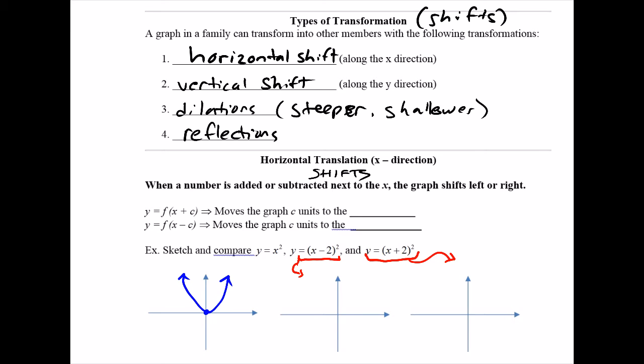Alright, and we're back. So, what does our y equals negative x minus 2 quantity squared? Well, it shifts it to the right. 1, 2, shifts it to the right 2. So here we go. That's our new one. And how about the other one? It shifts it to the left 2. So, if our C is positive, which direction does it move it? Moves it to the left.